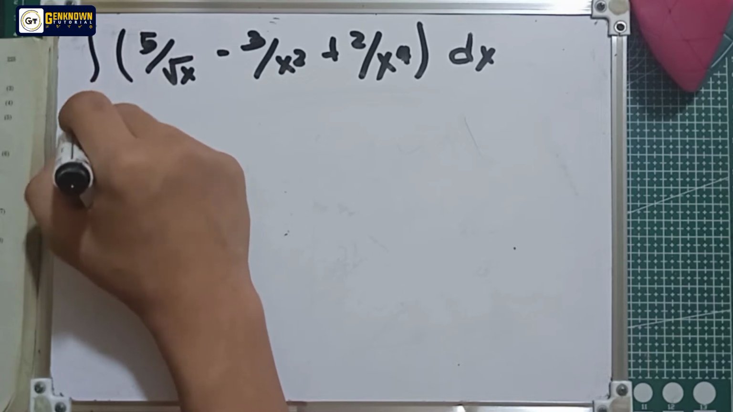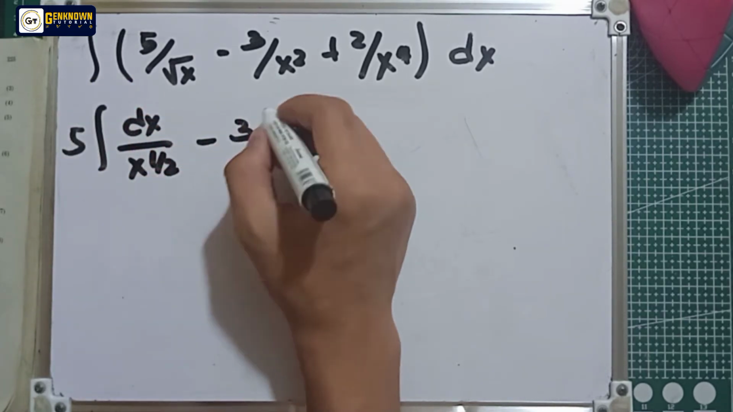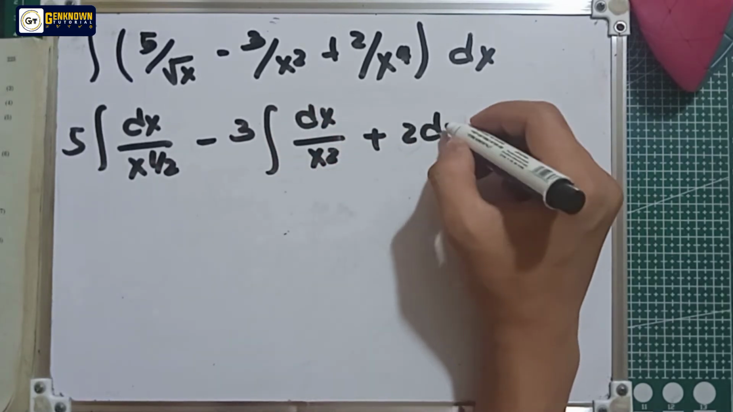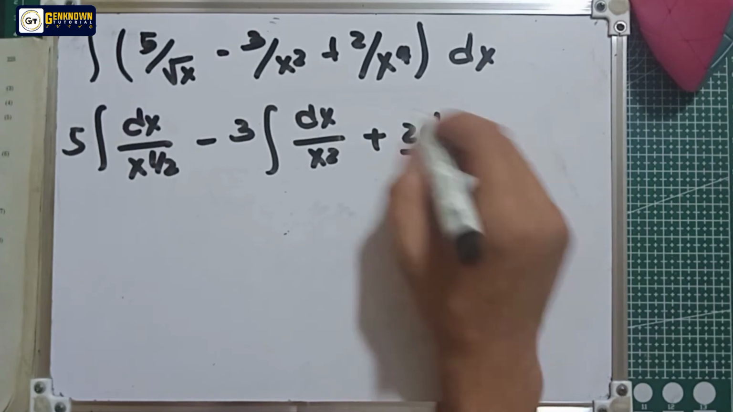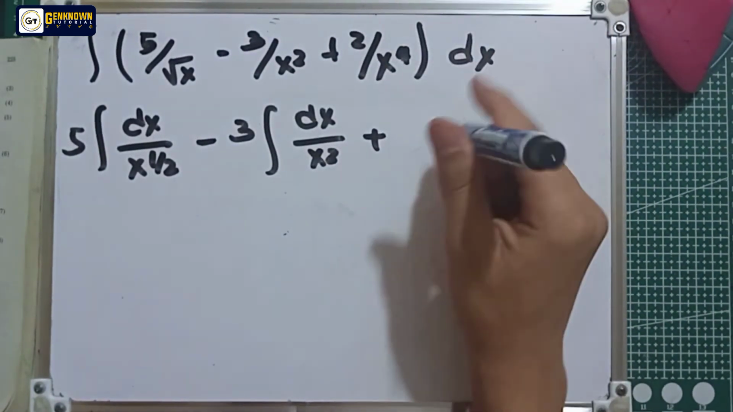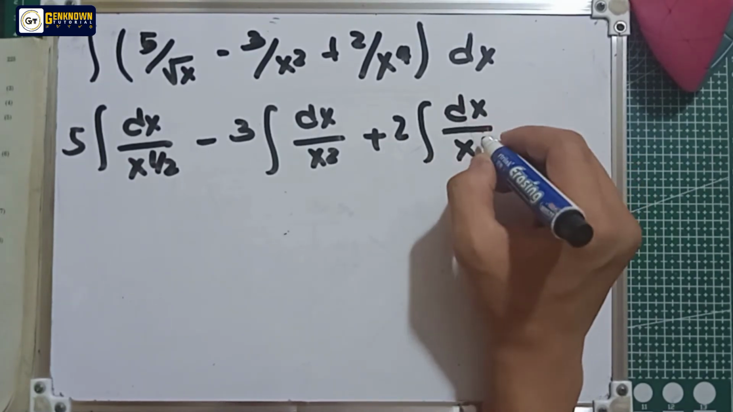So, bali 5 dx over x raised to 1 over 2, minus 3 integral of dx over x squared, plus 2 integral of dx over x raised to 4.